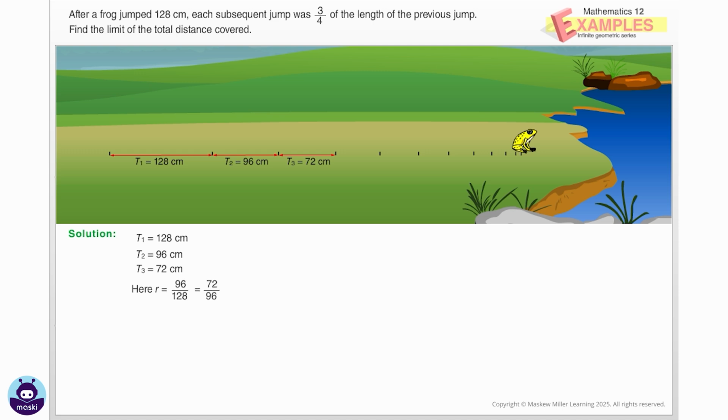Here, r equals 3/4. Since r is less than 1, the series would converge. The first term of this series is 128, and the common ratio is 3/4.